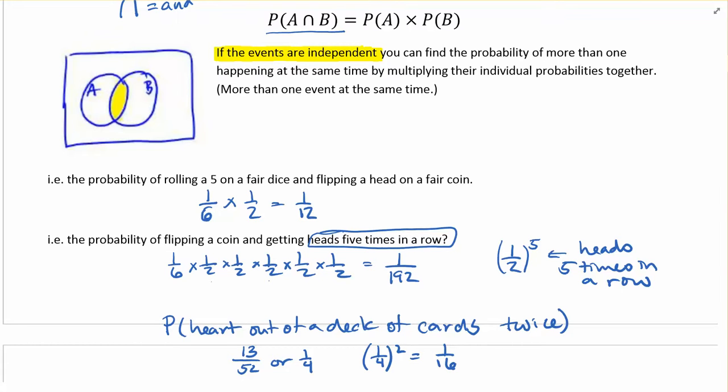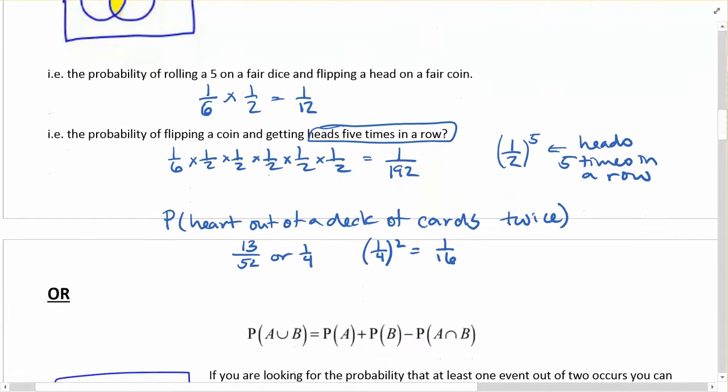So the key takeaway here from the ands is that you want to make sure, only if they're independent, that you just times them together. So if you're looking for more than one thing, times them together.